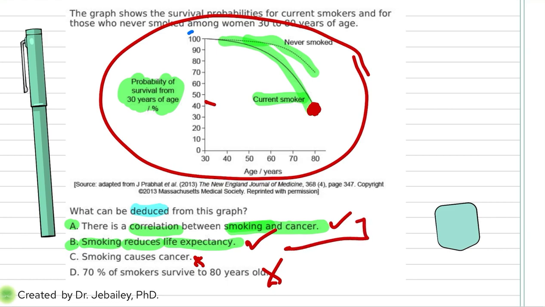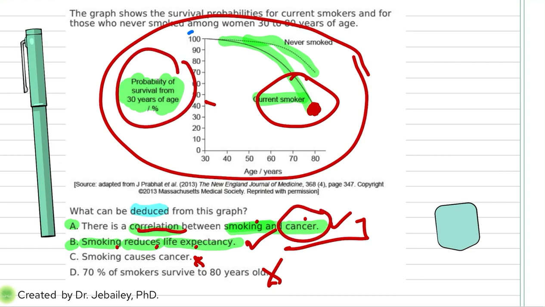Now, here's where I tell you, be more picky. For sure, smoking reduces life expectancy. That's proven. This one says there's a correlation between smoking and cancer. But cancer was not mentioned here. Here it was only mentioned the survival, right? The survival. It didn't say what it died of. So you already studied that smoking and cancer go together. No, my friend. Just because you studied it doesn't mean you're going to put that on the graph. So this A is very generalized.